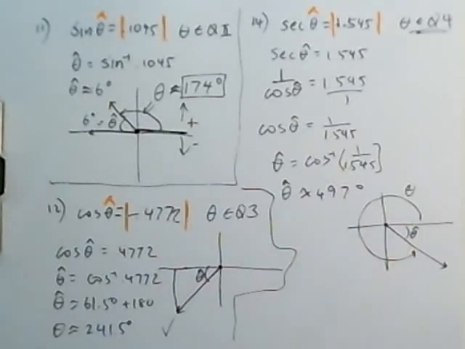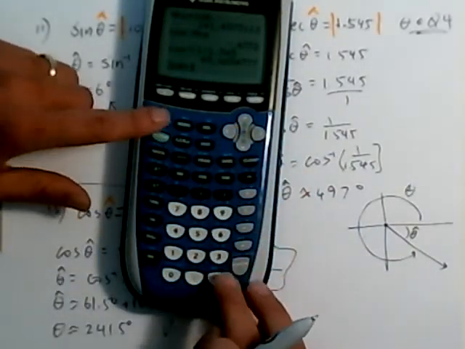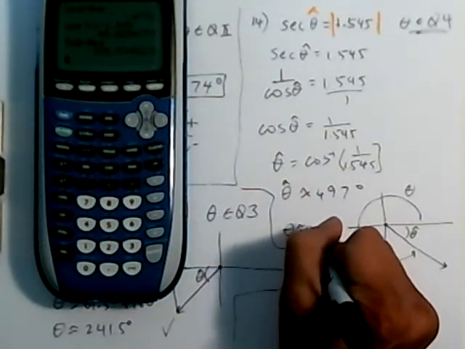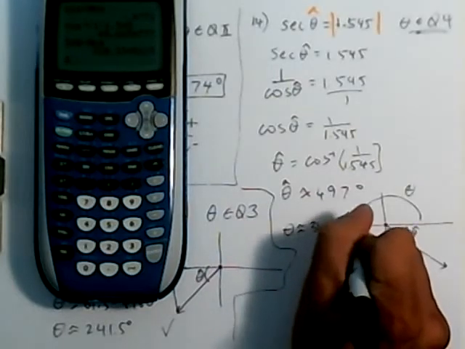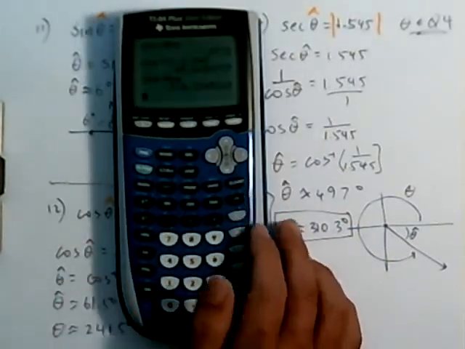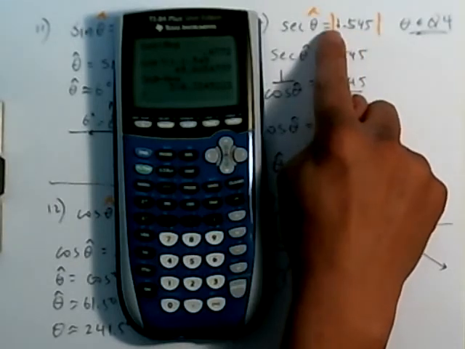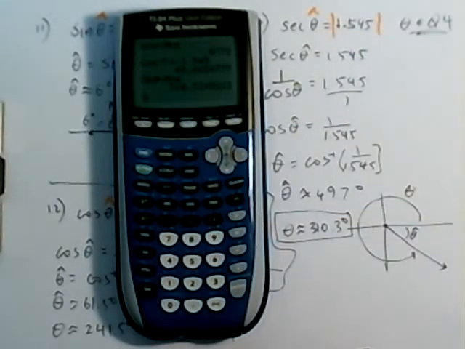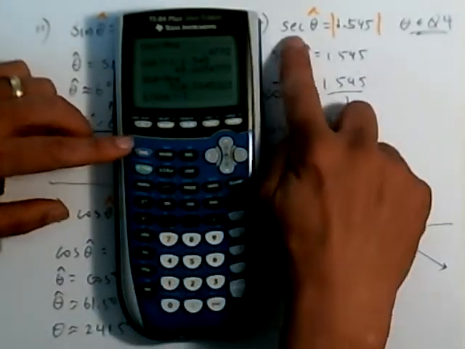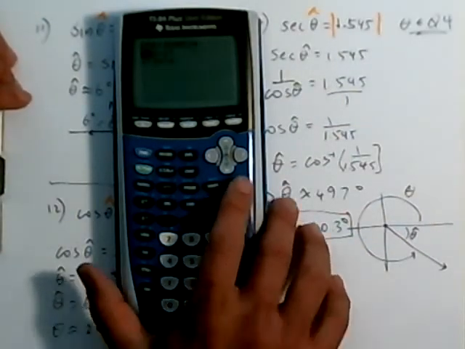So how do you find that out? You take 360 minus the answer, not plus, minus the answer key right here, and it turns out to be 310.33 degrees. And I use the exact value, so I'm actually going to work it out, check my answer. How do I check my answer? I plug it into the original equation without the theta hat or the highlighted marker. So 1 divided by the cosine, that's a reciprocal function for the cosine of my answer. I should get 1.545.